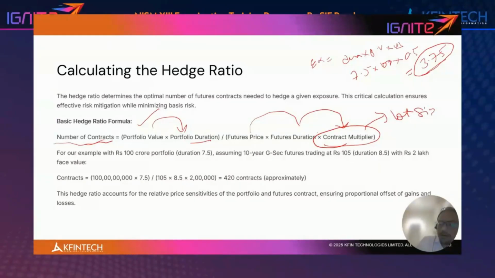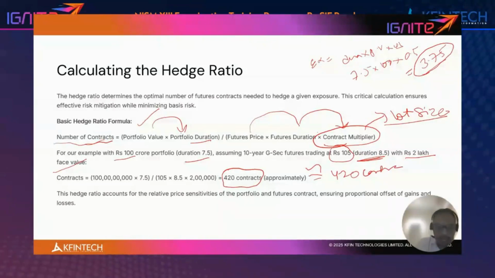When you're dealing in futures and options, there will always be a lot size. In our example, let's consider 100 crores, and 7.5 is the duration from the previous slide. And let's assume that the futures is trading at 105 with a duration of 8.5 and 2 lakh rupees face value. Based on this, if we put these values into this formula, we get approximately 420 contracts.